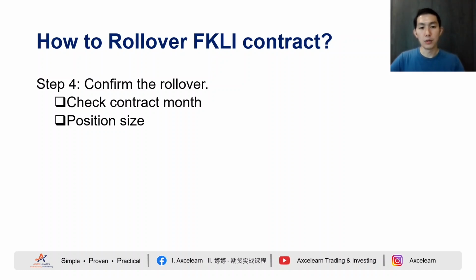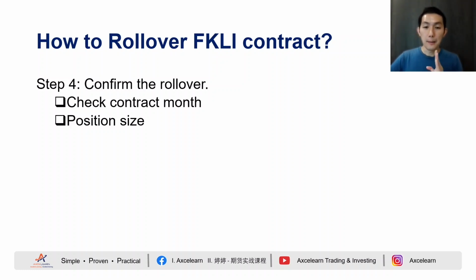And lastly, step number 4, confirming the rollover. Double check that both the closing of the old contract and opening of the new contract have been executed correctly. What you need to do is check the contract month, whether you have closed the old contract and opened a new contract. Check your position size. If you were trading 2 contracts initially in the existing contract, make sure when you roll over to the new contract month, you are holding the same quantity as well.